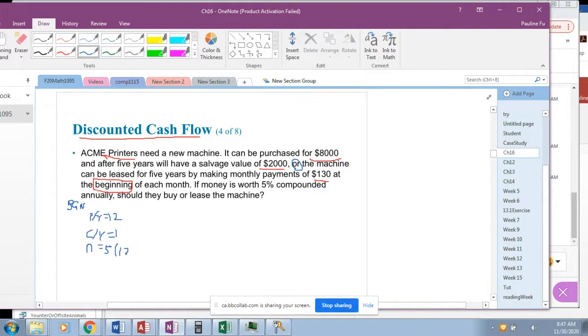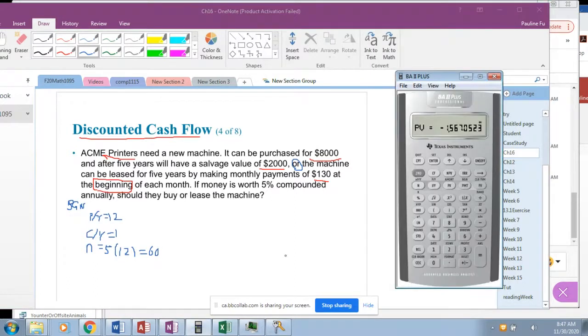You see, we actually constantly review the previous chapters. That's why chapter 16 is very important. So N is 60. Okay. Interest is 5. Okay. So we need to calculate the present value of this annuity.